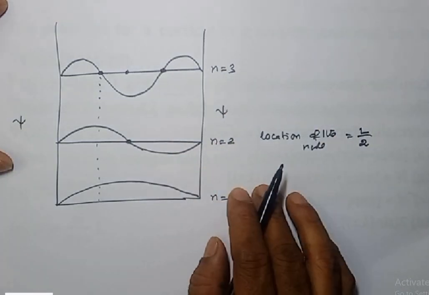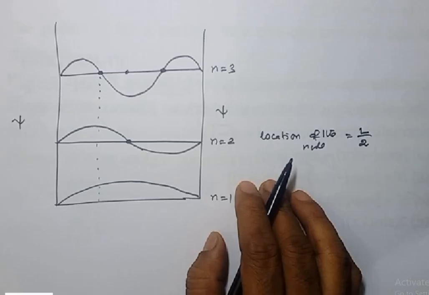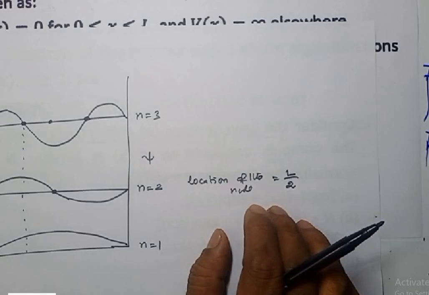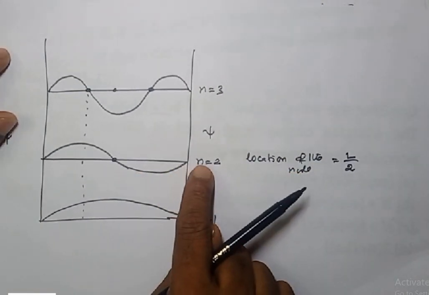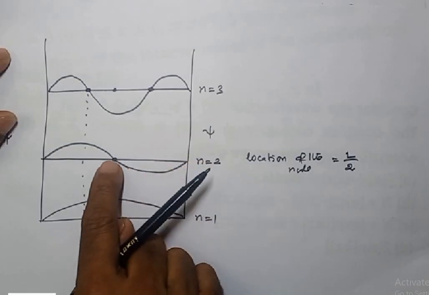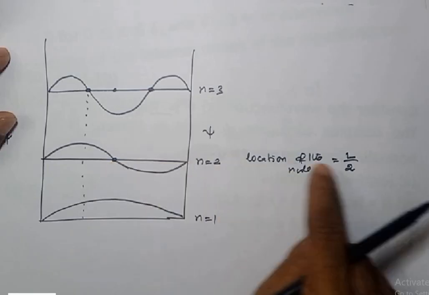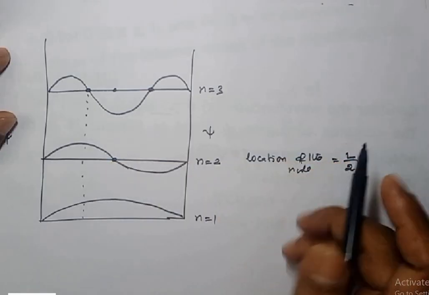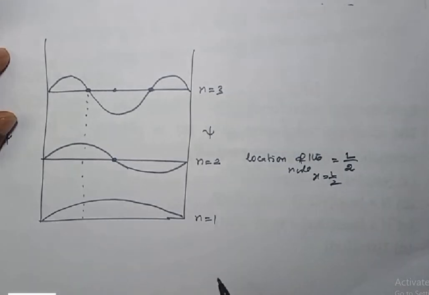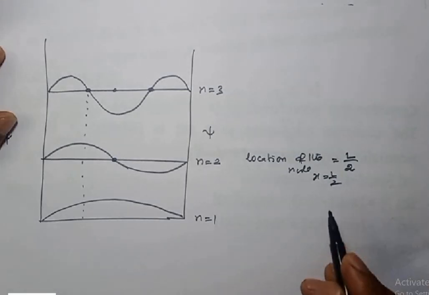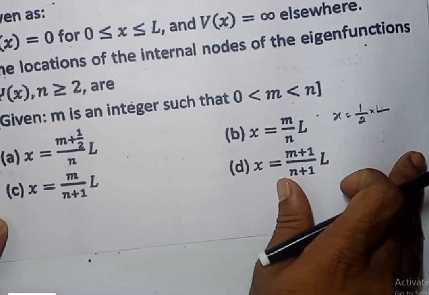Now, if you analyze with the formula, listen. First, let's start with n equal to 2. When n is equal to 2, I have a node at the middle of the box. Middle of the box means L by 2. So the location of the node is x equal to L by 2. Therefore, I go through the formula in which I get the answer as L by 2.